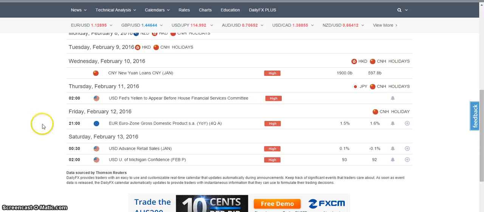And late on or early Saturday morning here in GMT plus 11, we're going to see the USD advanced retail sales number come out, as well as the Michigan confidence numbers. Again, if you're looking for strength in the US dollar, you want to see some positive numbers here. At the moment, we're looking at 92 last month, 93 this month. So hopefully we can see the 93 or higher, and then we can see that strength in the US dollar.